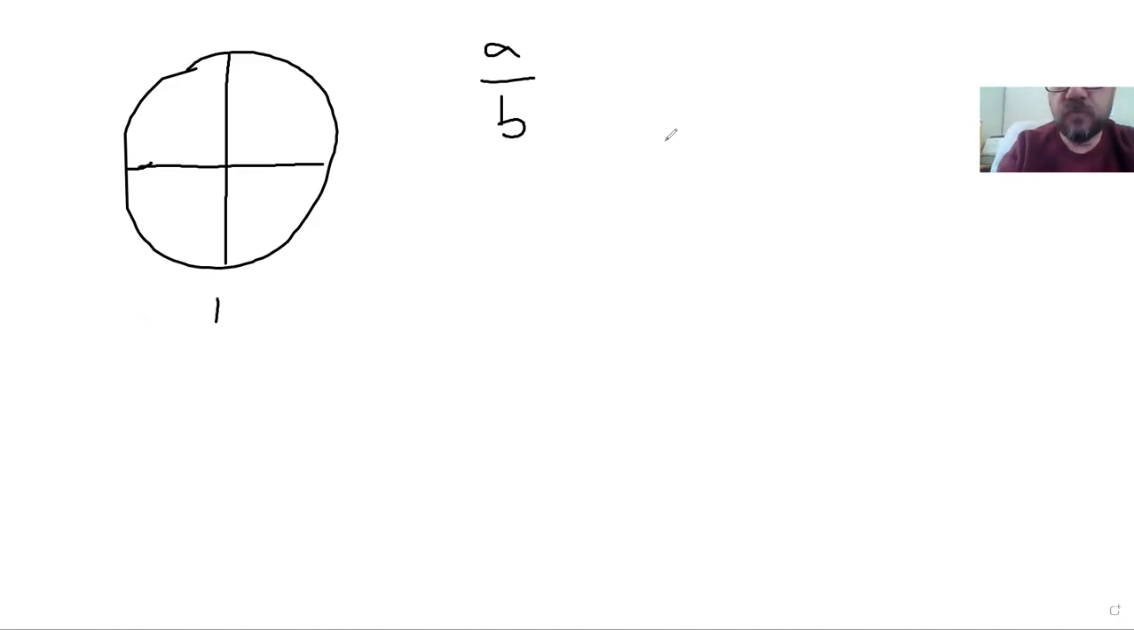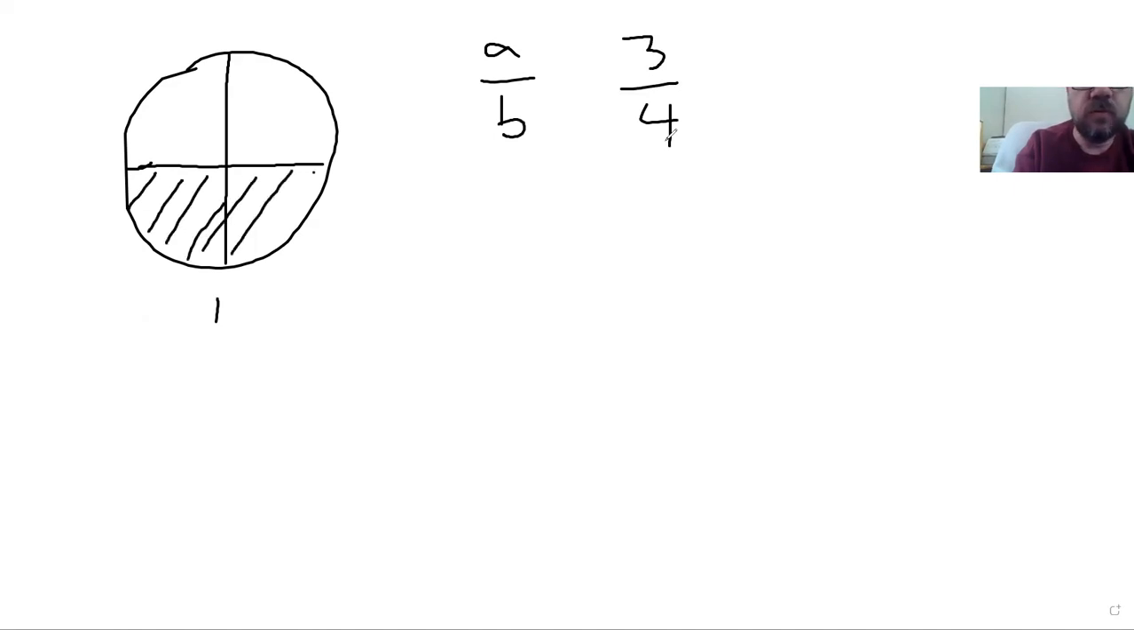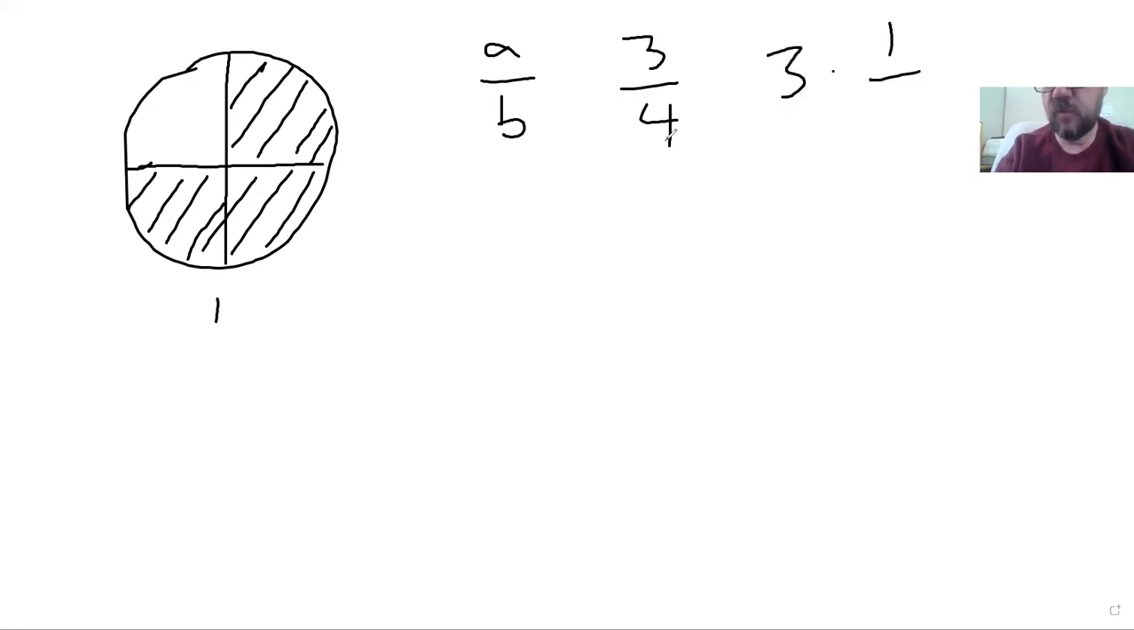So if I have 3/4, that's saying that it's divided into fourths, and 3 of them are taken up. That's what 3/4 means. I like to think of 3/4 as 3 times 1/4, it's 3 one-fourths. And this is going to come in really handy when we're talking about multiplying and dividing.